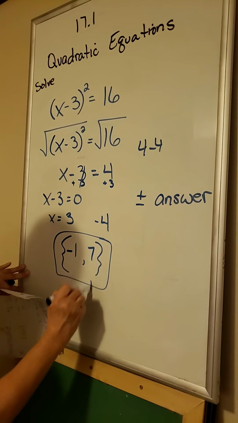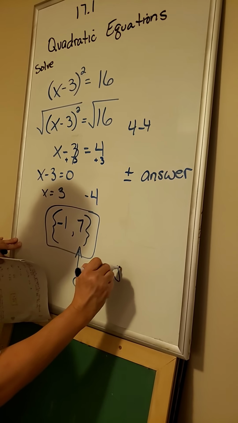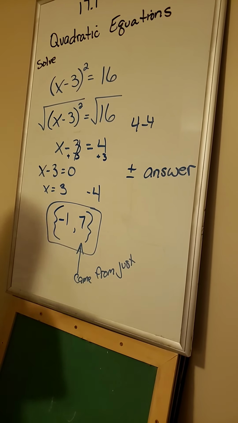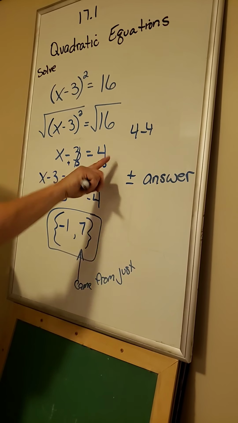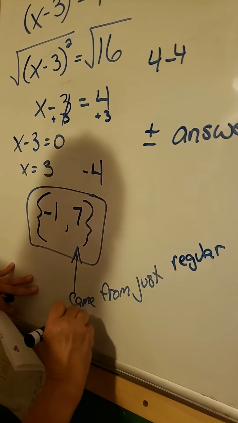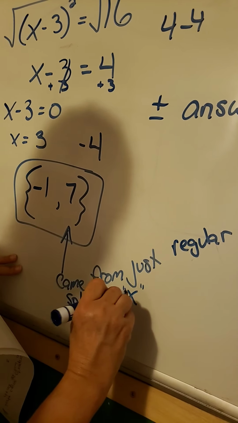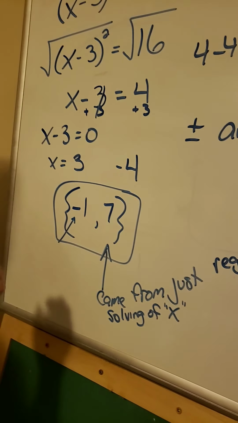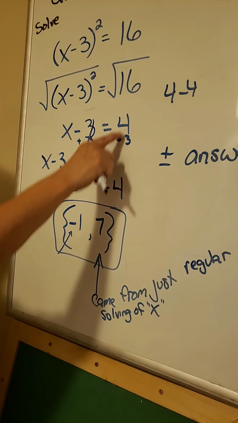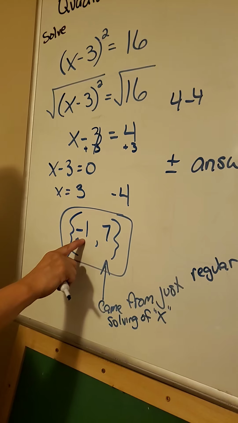This first answer, the 7, came from just regular solving for x, like we've done forever and ever, where we got x on one side by itself and we moved 3 over. Where this -1 came from is taking the opposite. The opposite of -3 is 3. The opposite of 4 is -4. And then combining them, -3 minus 4 is -1.